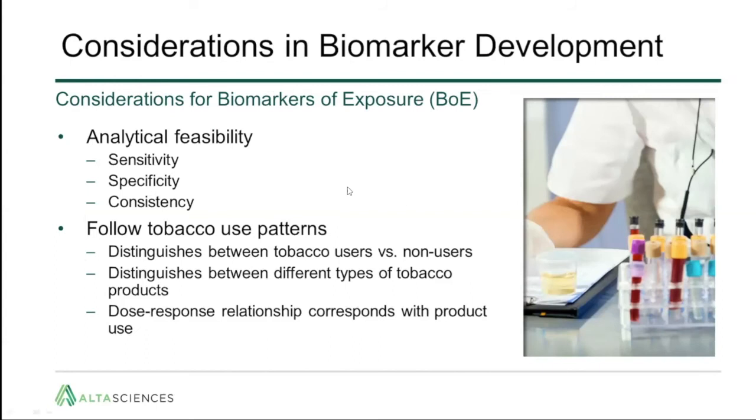When we develop biomarkers of exposure, we have to look at the analytical methods. Is the method specific, sensitive? Is it consistent? Can it be repeated reliably in a laboratory? And following tobacco use patterns, you have to distinguish between tobacco users versus non-users. Does the assay distinguish between different types of tobacco products? Is there a dose-response relationship that corresponds with product use? So all of these things one has to consider when you're developing these biomarkers and validating them. It has to show that there's a difference between somebody who uses tobacco and somebody who doesn't. Otherwise, it may not be a sensitive and specific biomarker.